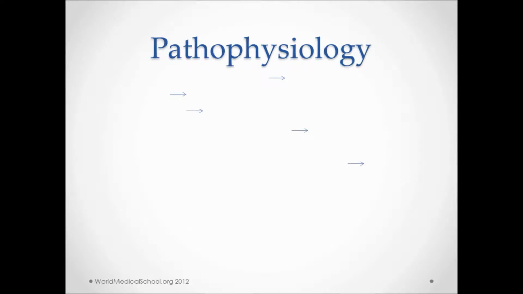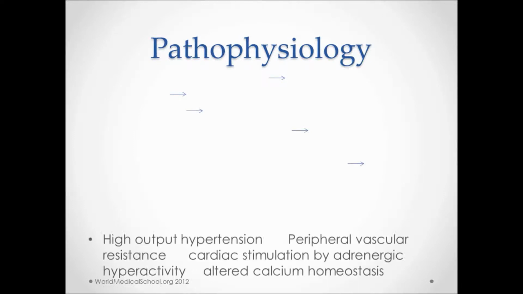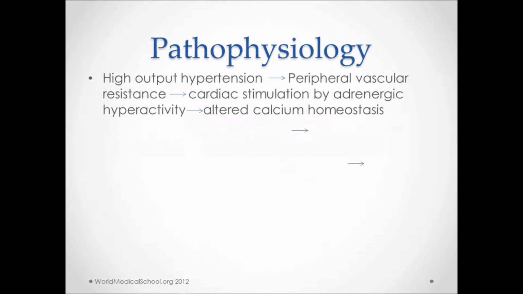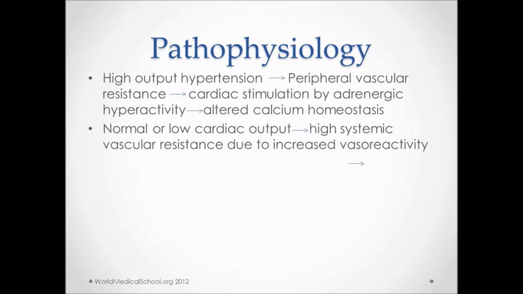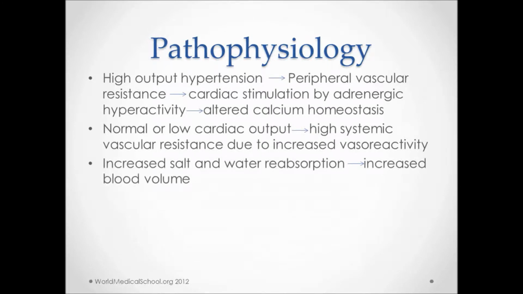One of them being higher output hypertension, which leads to peripheral vascular resistance, which in turn causes cardiac stimulation by adrenergic hyperactivity, and that leads to altered calcium homeostasis. Another theory is that of normal or low cardiac output, leading to high systemic vascular resistance due to increased vasoreactivity. A more common thought is that hypertension is due to increased salt and water reabsorption, which leads to increased blood volume.